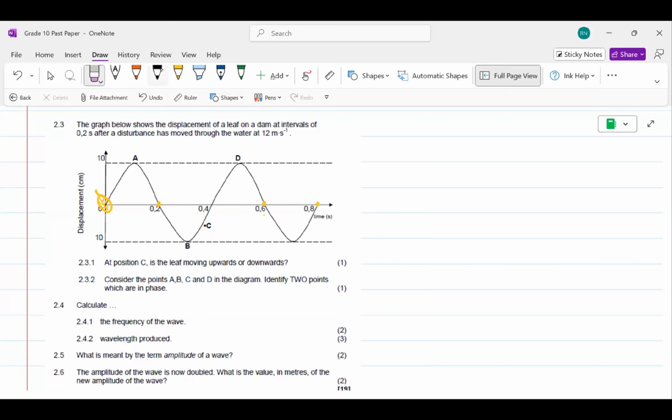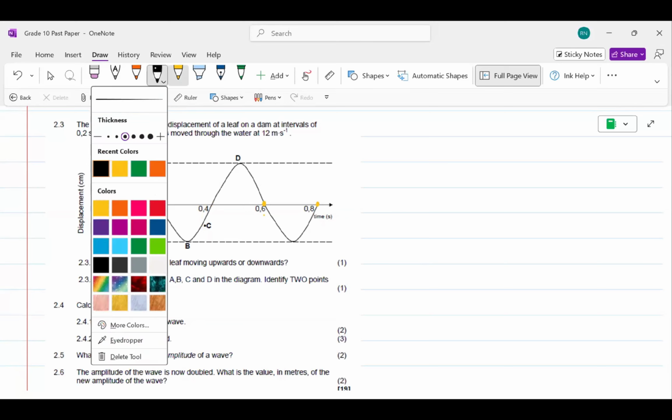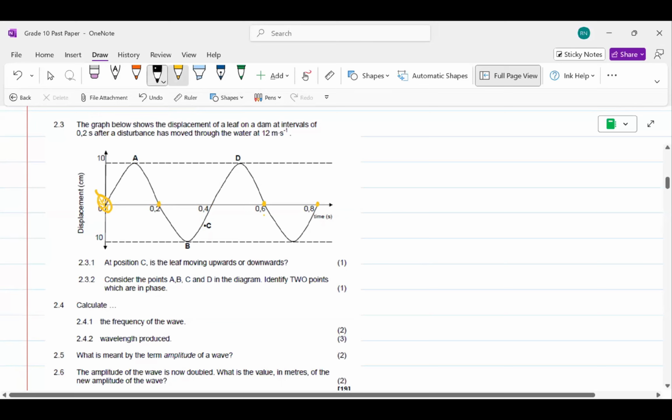I'm just going to put it. Okay, perfect. So 2.3.1 is going to be moving upwards.